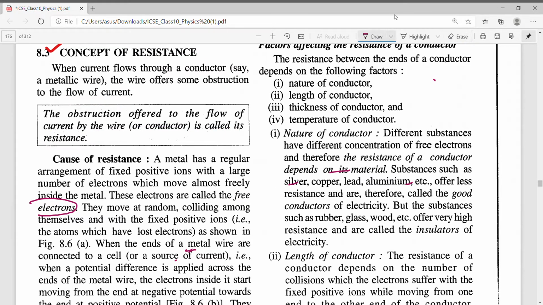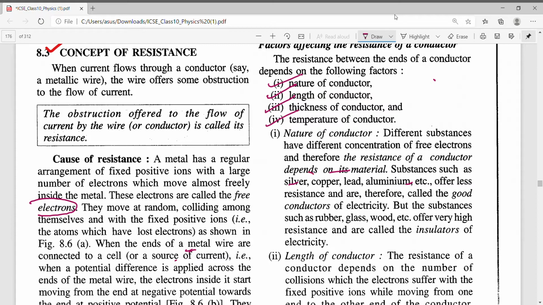Okay, so resistance depends upon the nature of conductor, right? It also depends upon the length of conductor, thickness of conductor, and temperature of the conductor. If we talk about the nature of conductor, different substances have different concentrations of free electrons, and they offer resistance. So basically, what are they saying? That different substances have different concentrations of free electrons, right? Therefore, the resistance of a conductor depends upon its material.